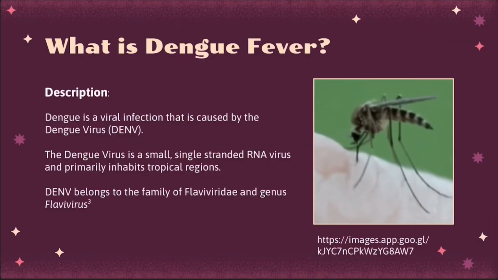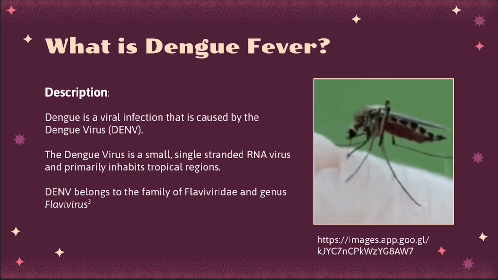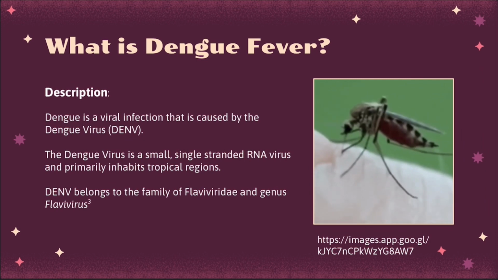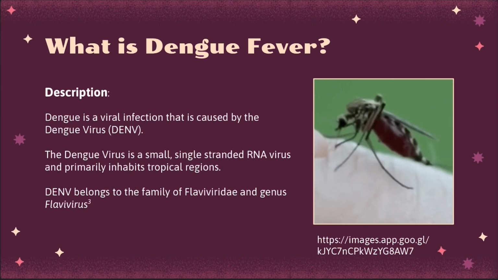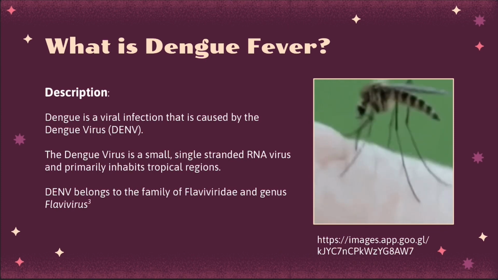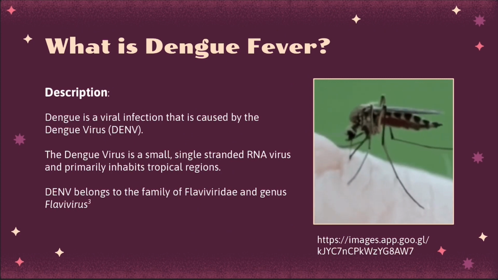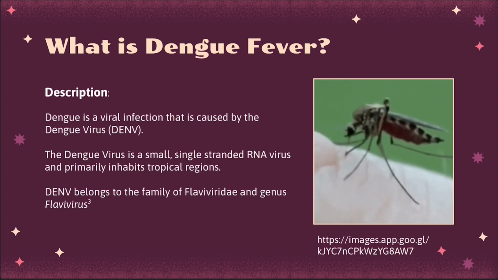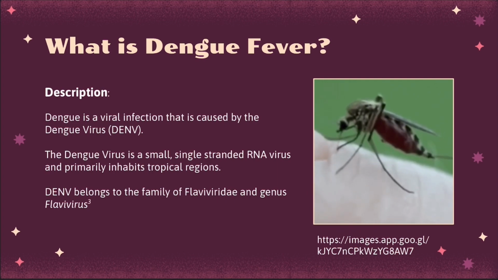So first and foremost, what is dengue fever? Well, dengue is a viral infection that is caused by the dengue virus, DENV. The dengue virus is a small single-stranded RNA virus and primarily inhabits tropical regions. This virus belongs to the family of Flaviviridae and genus Flavivirus. Also, I included the link to the image or GIF to your right.